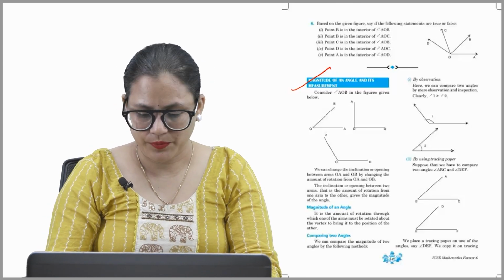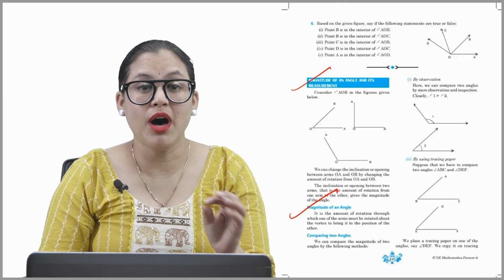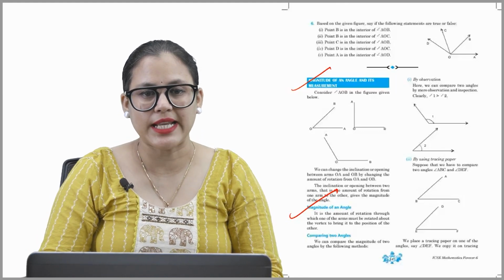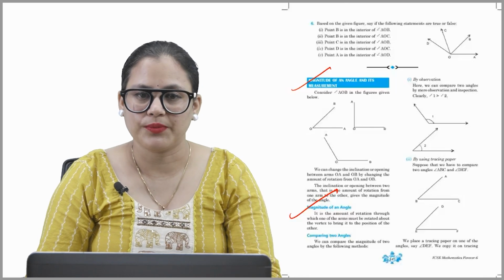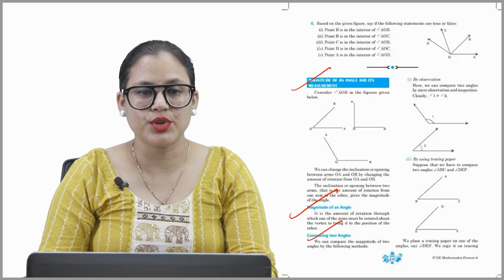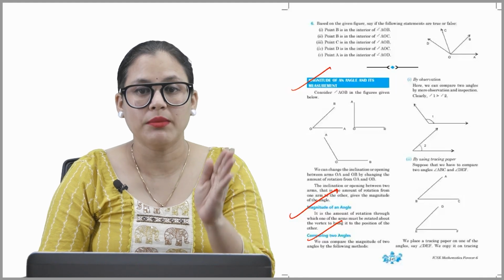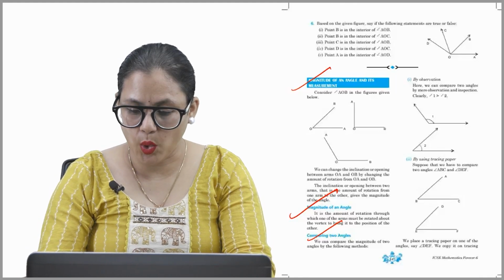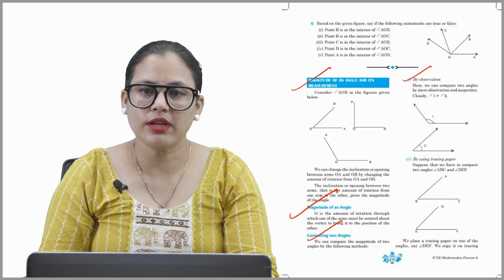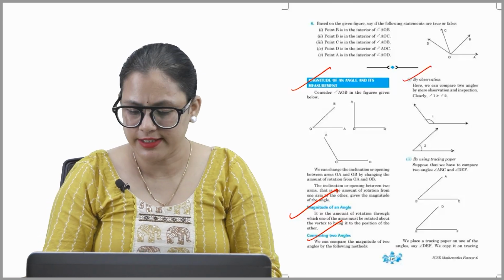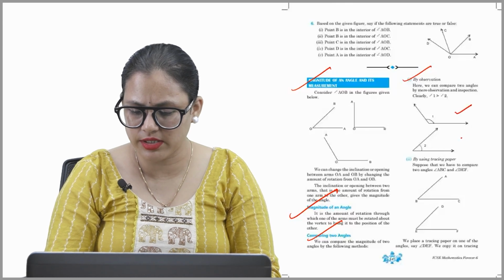Magnitude of an angle, what is this? It is the amount of rotation through which one of the arms must be rotated about the vertex to bring it to the position of the other. Okay, comparing two angles, we can compare the magnitude of two angles by the following methods. Number one method is by observation. Here we can compare two angles by mere observation and inspection. Clearly this angle, that is angle 1, is greater than angle 2.